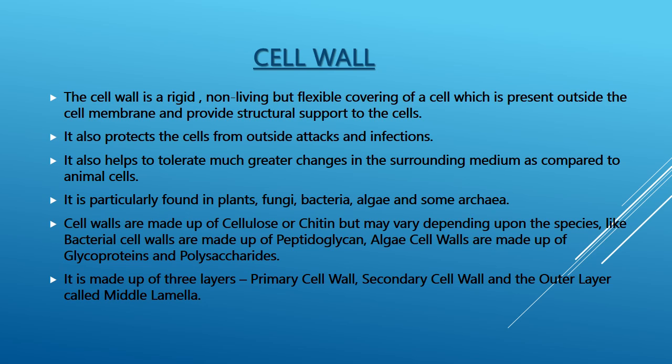Okay, it is made up of three layers: the primary cell wall, the secondary cell wall, and the outer cell wall, also called the middle lamella. Now, what is the primary cell wall? It is thin, flexible, and is generally found when the cell is growing. Secondary cell wall. So when is it formed? When a cell completely grows and develops, then a thick cell wall is formed, which is known as the secondary cell wall.